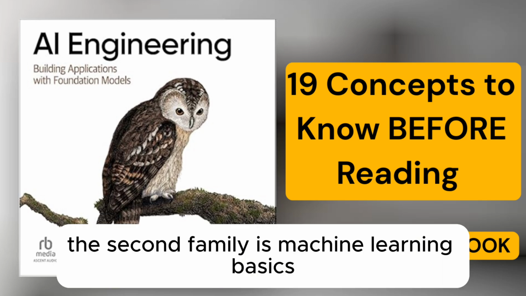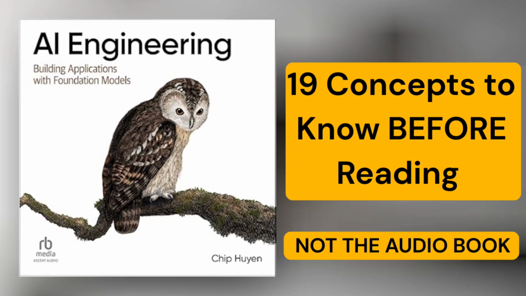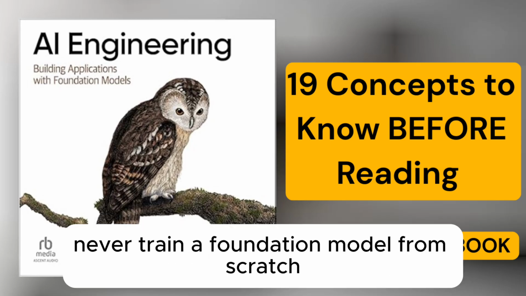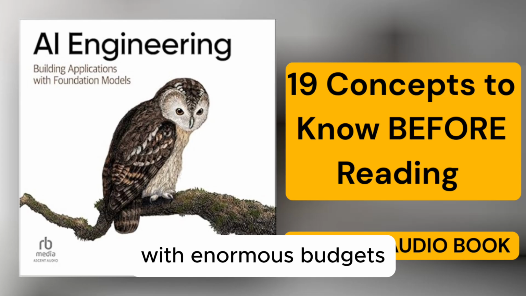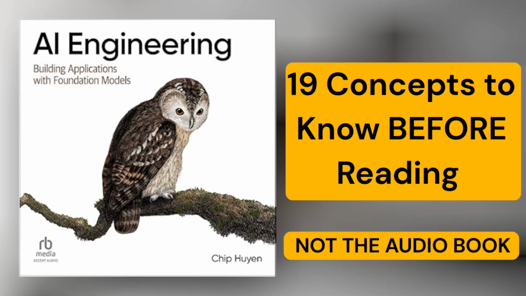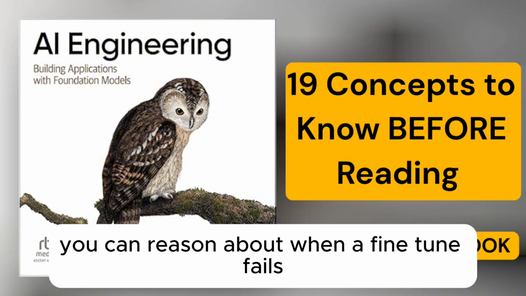The second family is machine learning basics, 7 concepts about how a model learns anything in the first place. Quick orientation, the same one Chip gives. You will almost certainly never train a foundation model from scratch. That's a job for a handful of companies with enormous budgets. So why learn how training works? Because it turns the model from a sealed black box into something you can reason about.